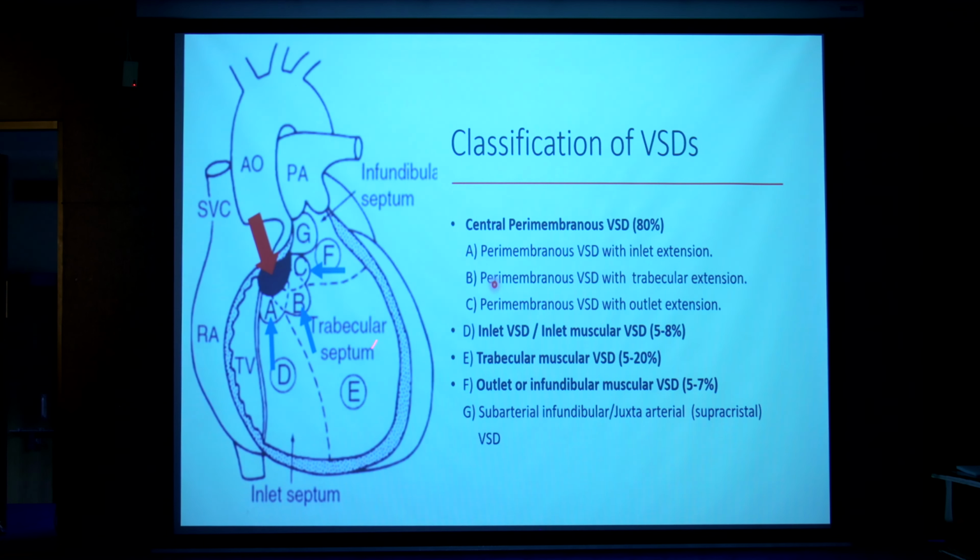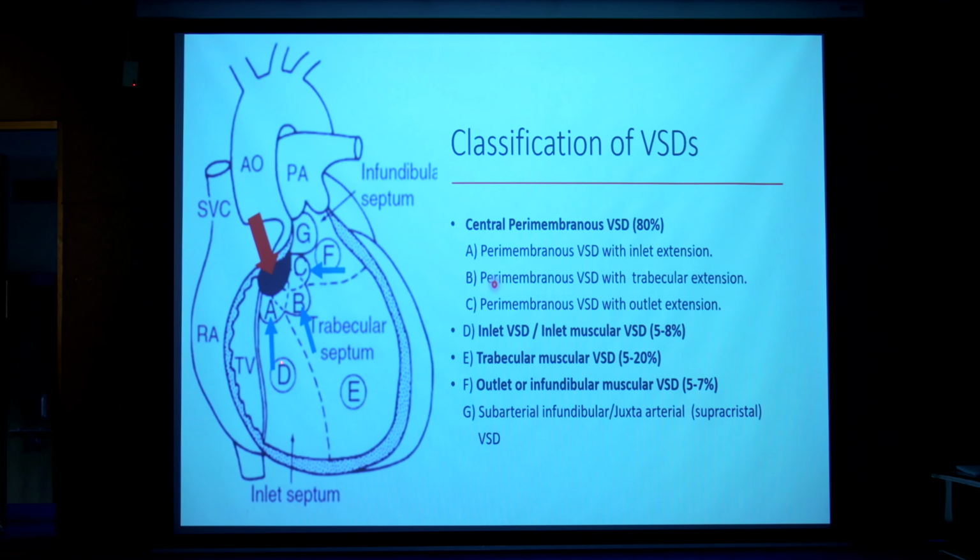And then you have the inlet septum, which is defined by the septal leaflet of the tricuspid valve till the attachment of the papillary muscle. That is the inlet septum. So any VSD in this location is called an inlet VSD. It can be an inlet VSD bordered by the septal leaflet of the tricuspid valve. It can be inlet muscular, completely muscular, and then you have trabecular VSDs, and then you have outlet VSDs.